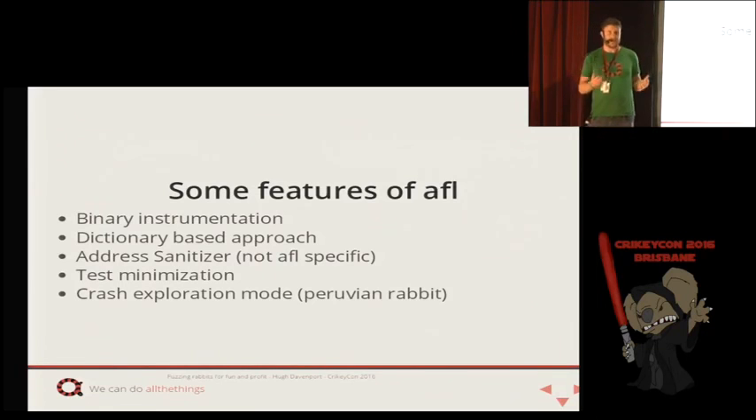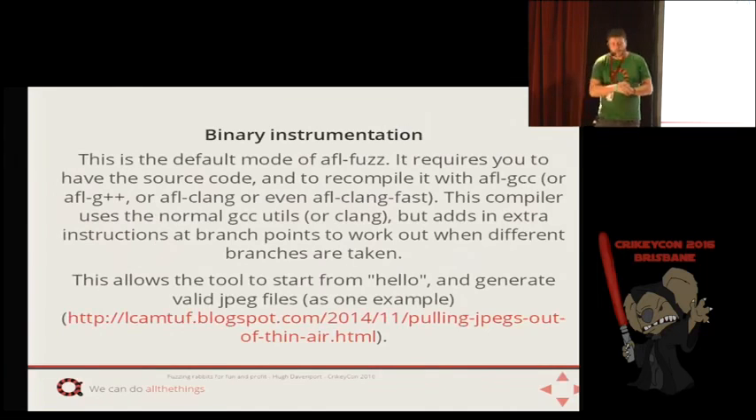AFL can also, once you get a crashing input, minimize it. So instead of having a large, unwieldy, random thing, you can minimize it into something that's very useful to send up to upstream maintainers to say, hey, here's a bug. This is the smallest possible thing that I've found that will reproduce this crash. And it's also got this cool mode called Peruvian Rabbit. You give it a crashing input and it will find more crashes. So I'll just go into more detail on each of them.